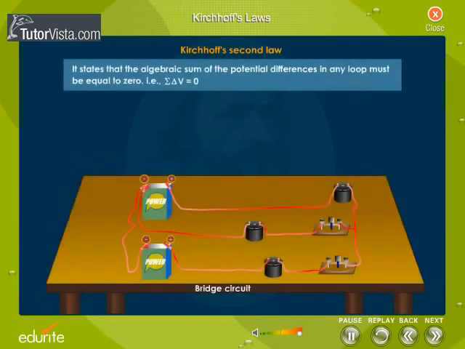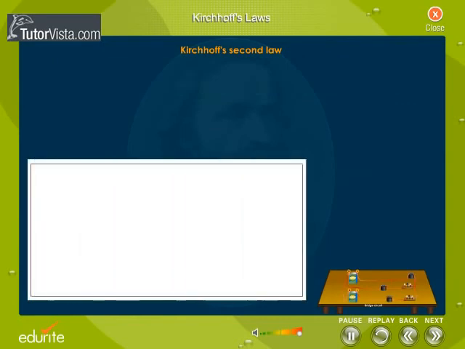Kirchhoff's second law states that the algebraic sum of the potential differences in any loop must be equal to 0. That is, the sum of the EMF of the sources of energy in the circuit and the potential drop across the resistive elements is equal to 0. Let us see how the loop rule is used to solve the given bridge circuit.